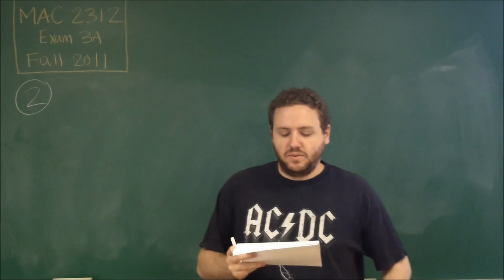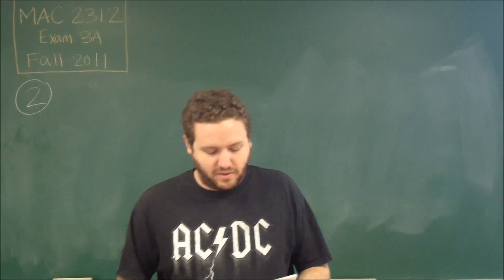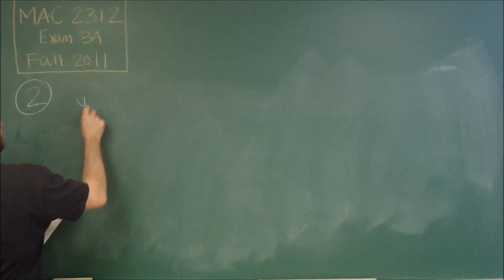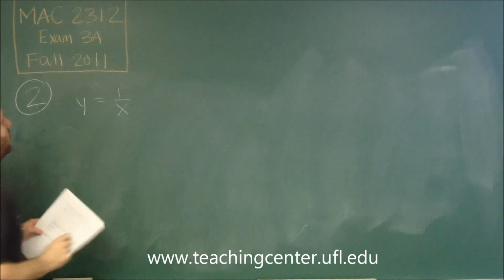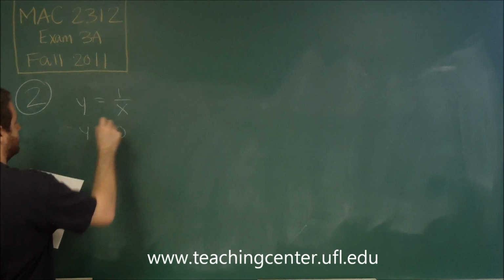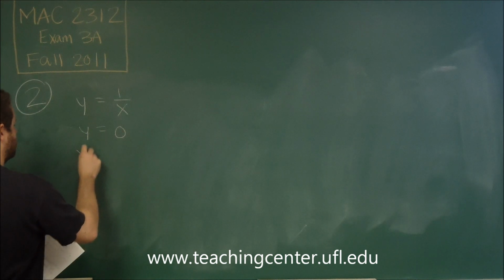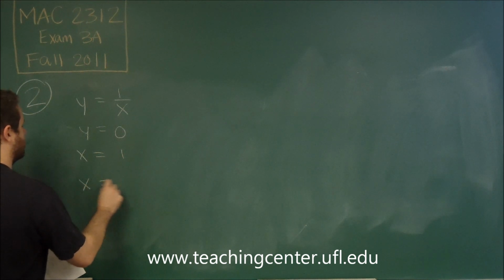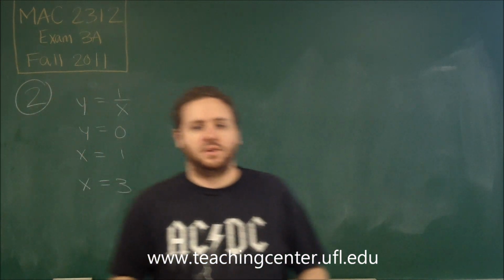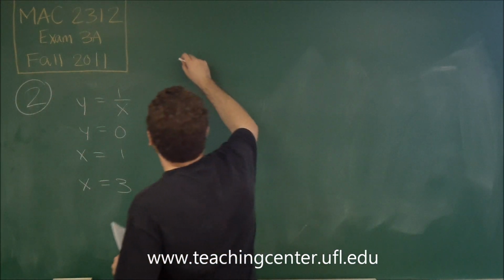So for number 2, we need to use the washer method to figure out a volume enclosed by revolving a region. So we have a few bounds. We have the function y equals 1 over x as one of our bounds. We have y equals 0, and we have x equals 1 and x equals 3. So it's usually in your best interest for this type of problem to graph this first.